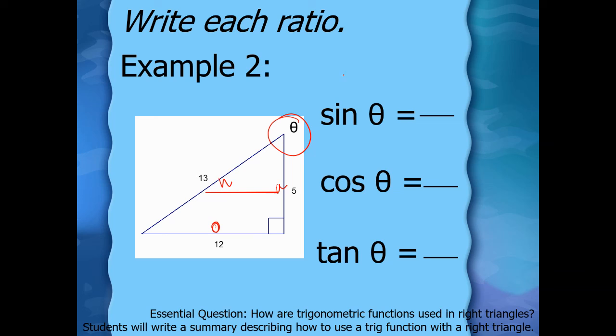So my sine, I know, is opposite over hypotenuse. So when I do opposite, I would do 12 over 13. Cosine is adjacent over hypotenuse, so I would do 5 over 13. And then tangent is opposite over adjacent, which would be 12 over 5. I'll pause there for a couple seconds and then I'll move to the next screen.